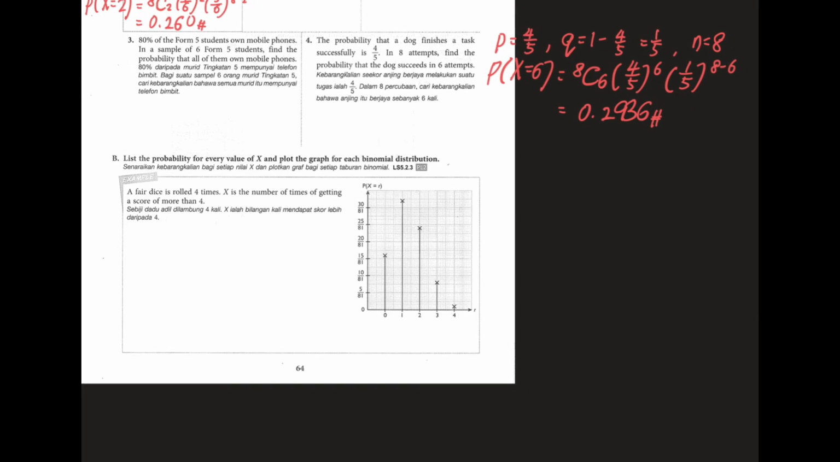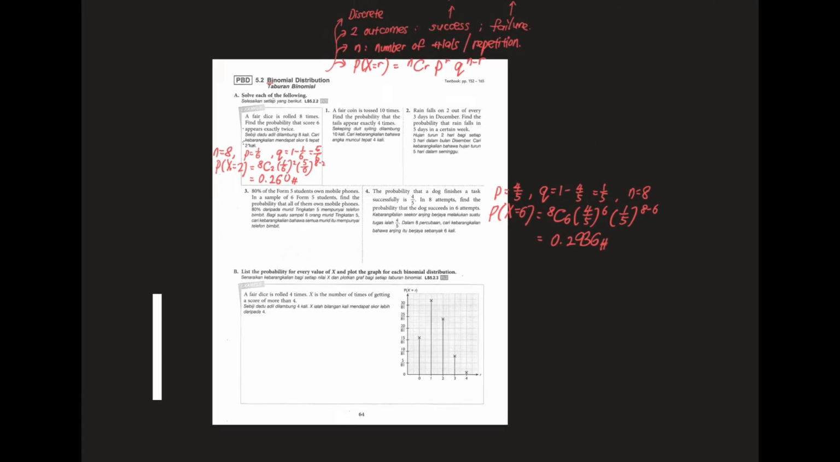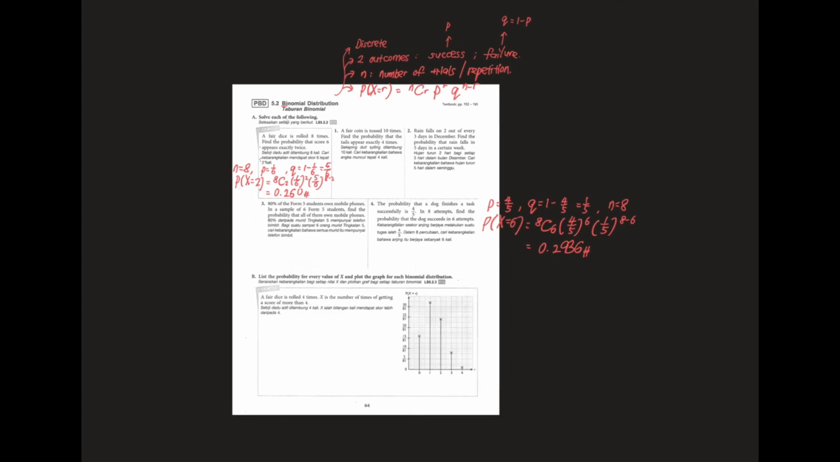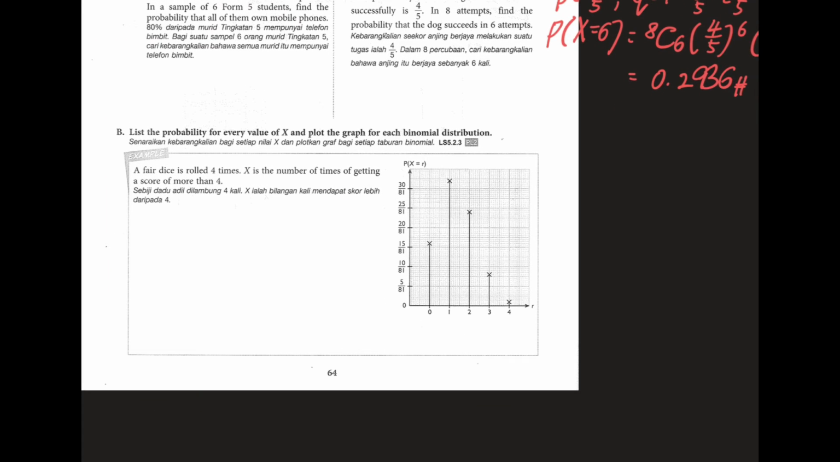List the probability for every value of x and plot the graph for each binomial distribution. So you can see the graph is again vertical lines because they are basically discrete. You see I wrote on top already, binomial is discrete. You know the graph of discrete is vertical lines like what we discussed just now. Now let's see how we get the lines. So first you need to list the probability. Let's see first.